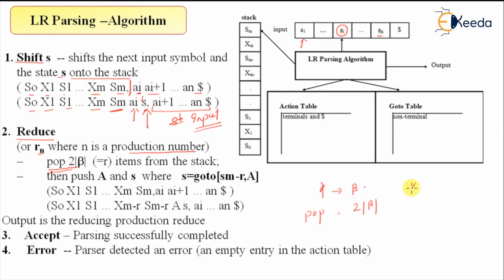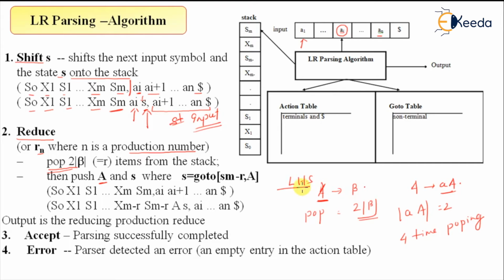For example, if A derives small a capital A dot is the reduction, then the number of symbols here is equal to 2, so we will pop 4 times. After 4 times popping, we will push A. What is A coming from? For A derives beta dot, A is on the left hand side of the production.